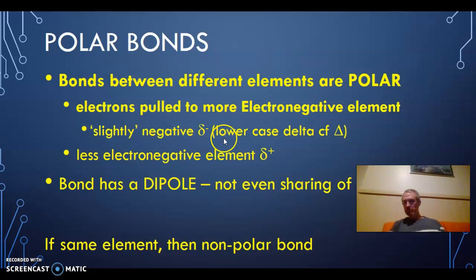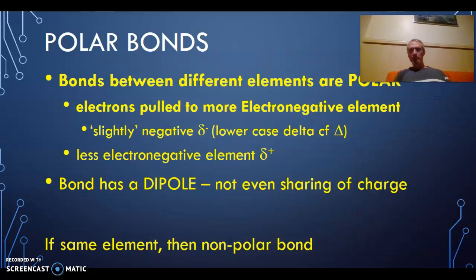This symbol here is the lowercase delta, and this triangle here is the uppercase delta that we use for things like change in temperature. So this one is delta negative, slightly. If there are 2 different elements, one of them will be slightly negative, the more electronegative one, giving you that delta minus. And the one with lower electronegativity will be delta plus. If that's the case, we say that the bond has a dipole, that the sharing of charge is not even.